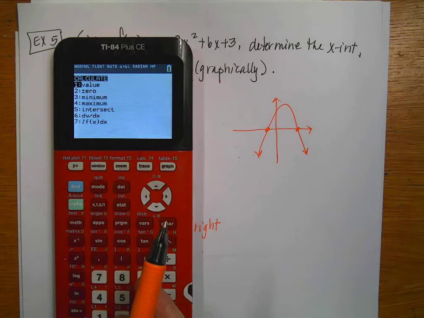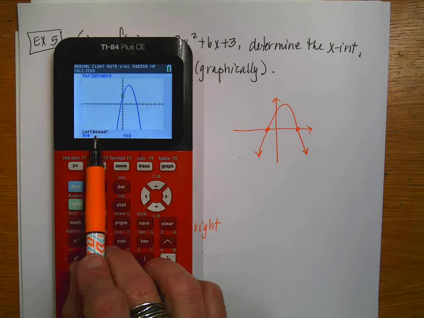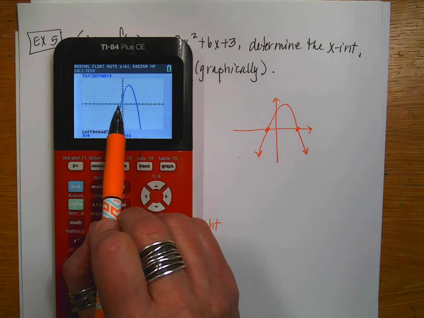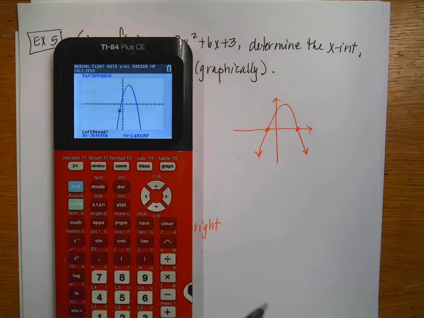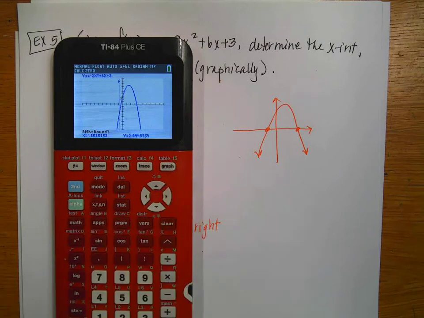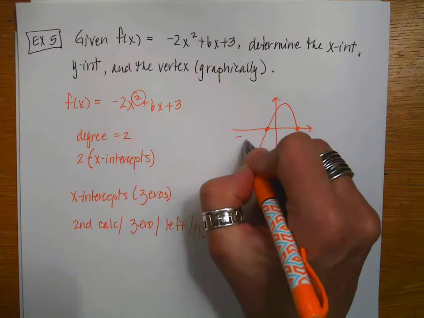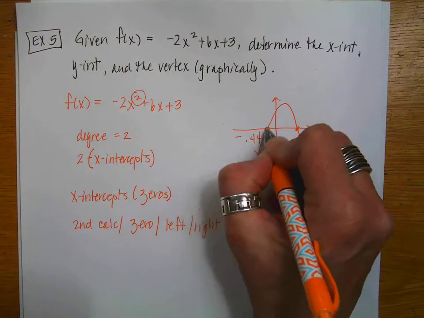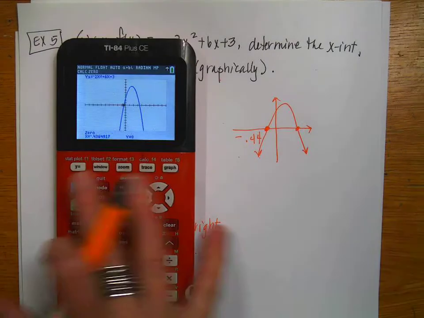So I'm going to do second calculate. I'm going to choose option number 2, which is a 0. And notice that the first question it's asking me is what's the left. If my x-intercept is here, I need to be to the left of that point. So there's the left, and I'm going to hit enter. Now it's asking what's the right, so I'm going to go to the right. You have to cross the axis. I'm going to hit enter and enter. And it tells me that that one is at negative 0.44. That's that point right there.